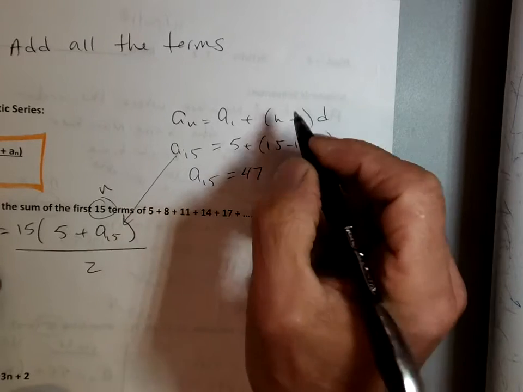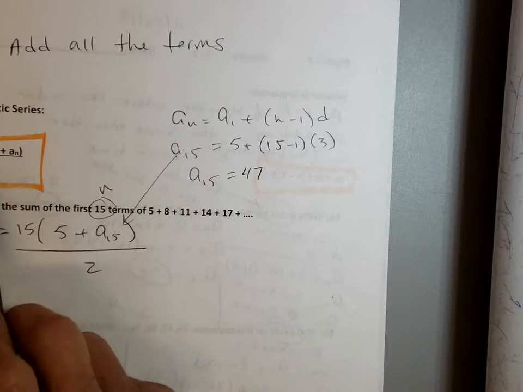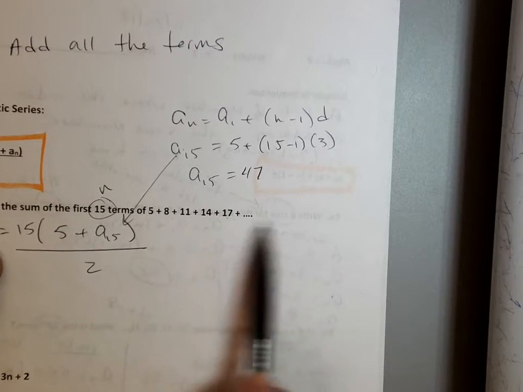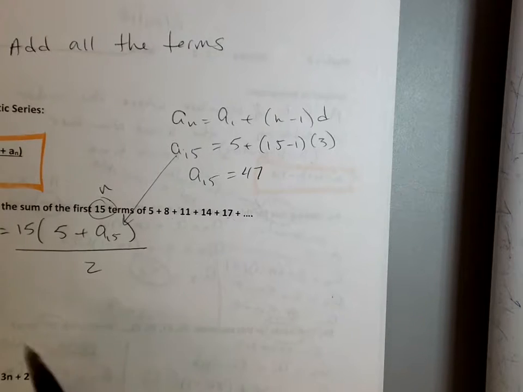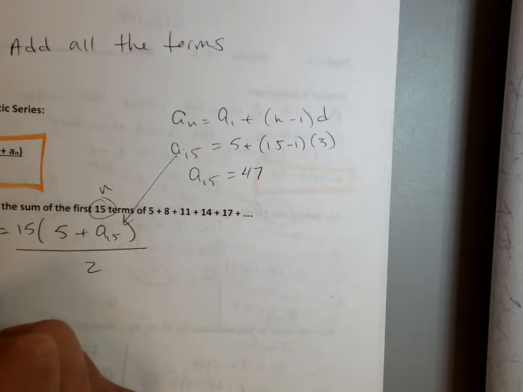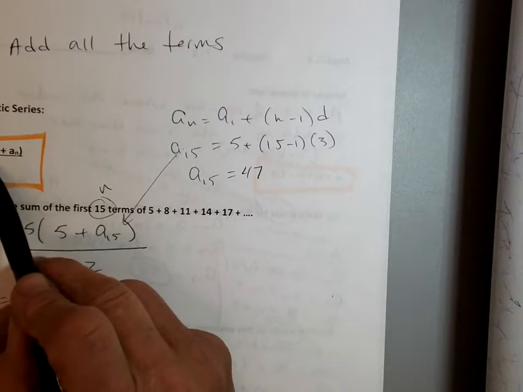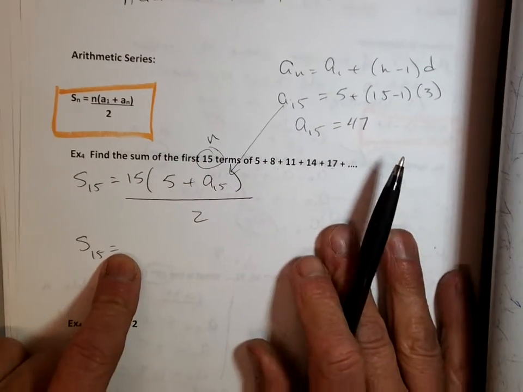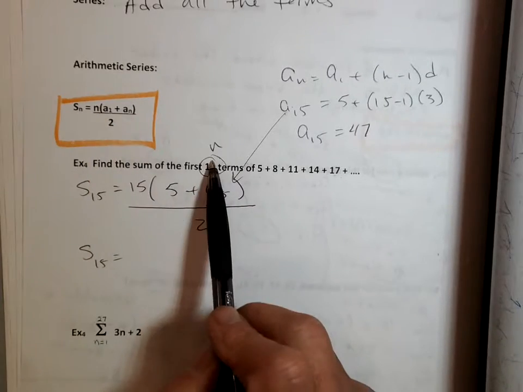So here, let's check it out. Now we can plug that in. So if I use my formula, I want the sum of the first 15 terms of this, right? Let's go back to it, okay? If I want the sum of the first 15 terms of this, I'm going to go, okay, S of 15, the sum of the first 15 terms, is equal to n. Use my formula. N is the number of terms. How many terms are there? There's got to be 15.